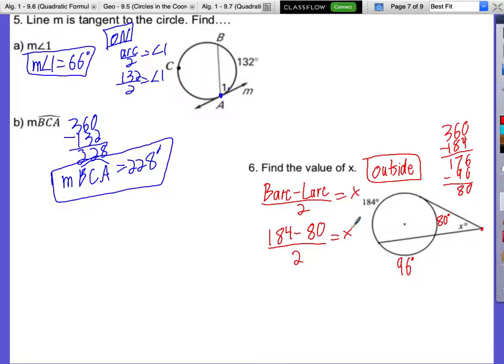Now we've got the setup, okay? I'm going to ask you guys to finish this up real quick. Solve for x. Take a second here, solve for x. Once you solve x, hold tight.